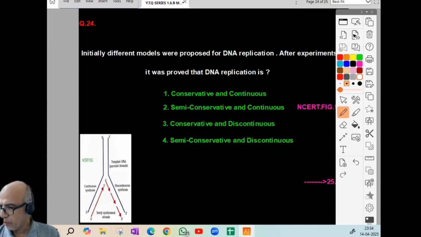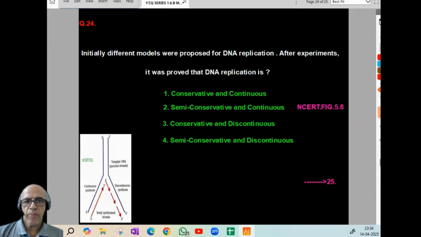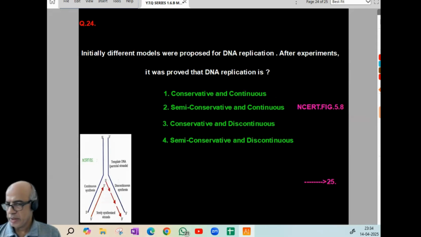Now coming into 24. Initially, different models were proposed for DNA replication. After experiments, it was proved that DNA replication is, another beautiful question, semi-conservative and discontinuous. So the option is 4. Semi-conservative, the diagram you can check. So one strand is old, one strand is new. And discontinuous: here discontinuous, here continuous. So totality option is 4.